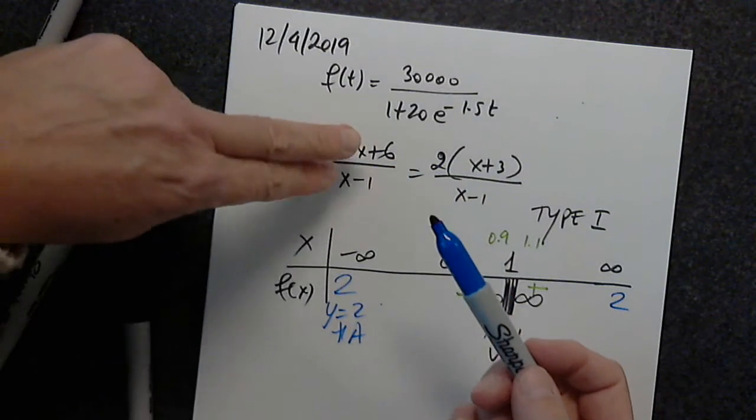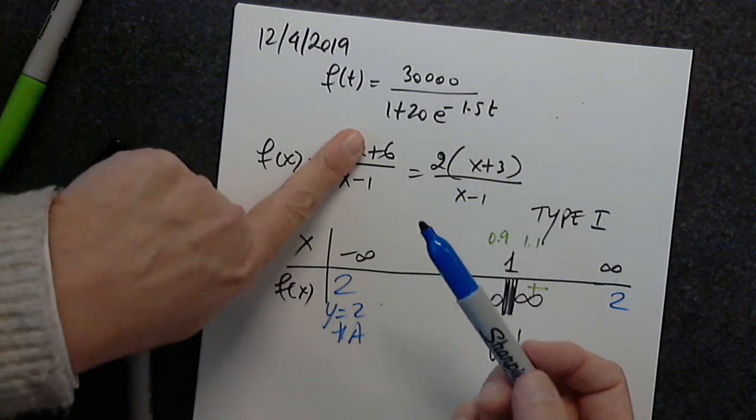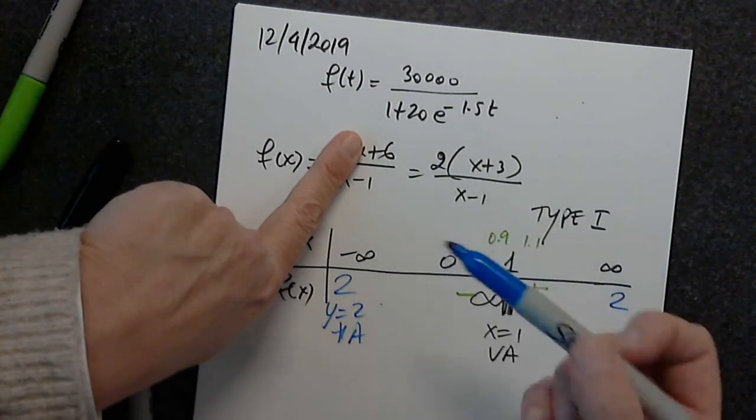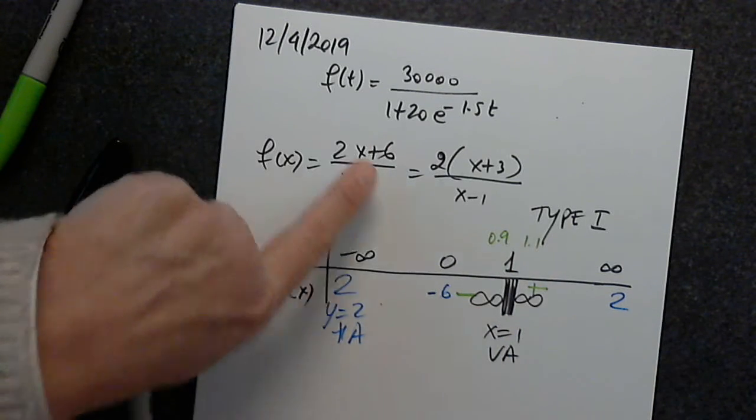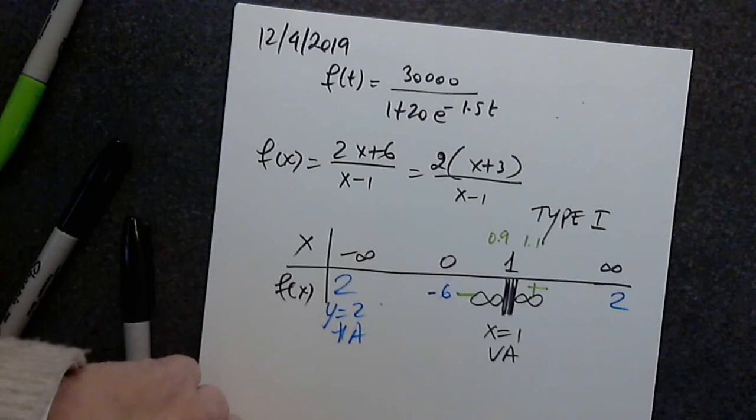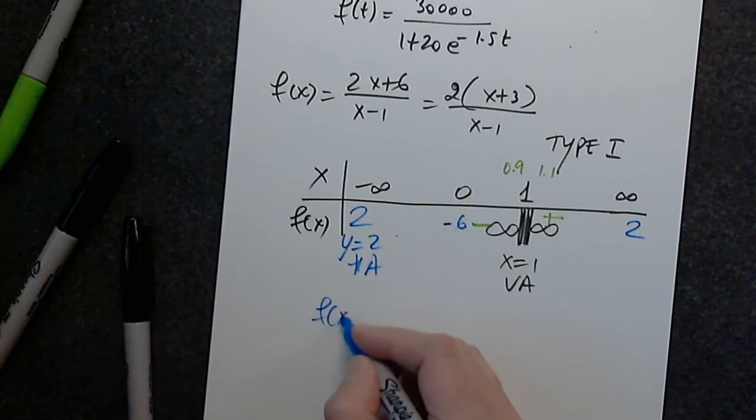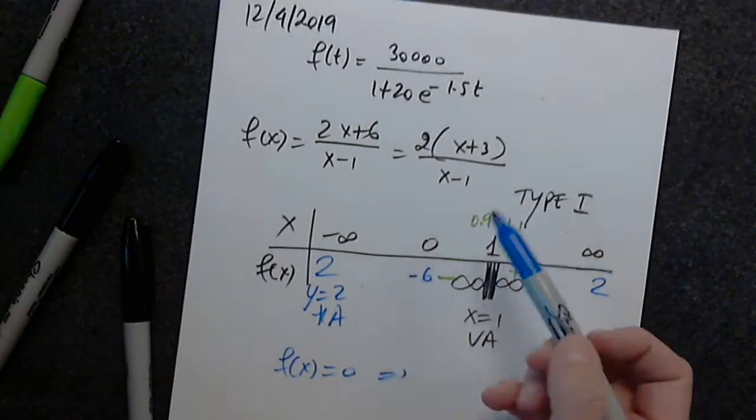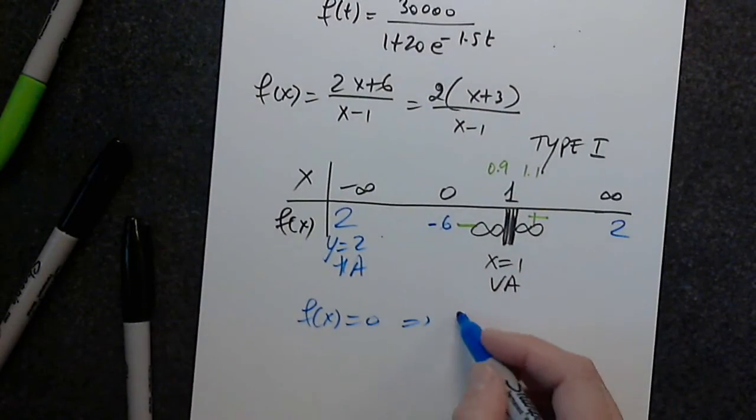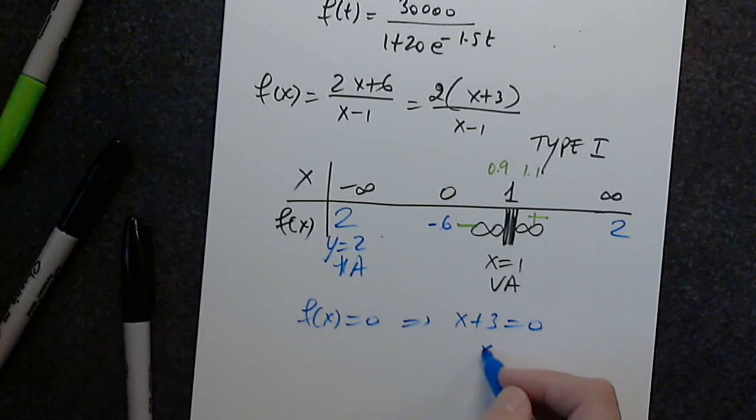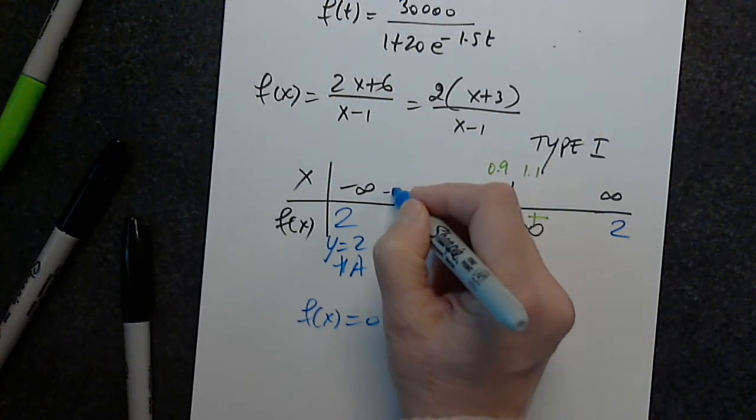I will plug in 0. When I plug in 0, these two terms go away, and I have 6 over negative 1, so that's negative 6. And I will set f of x equal to 0, and only the numerator can be 0. So I get x plus 3 equals 0, or x equals negative 3.